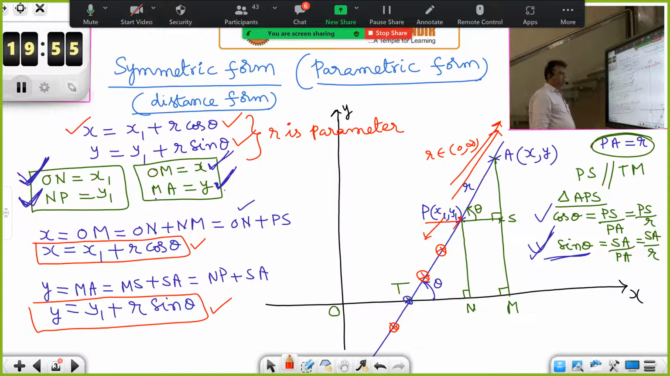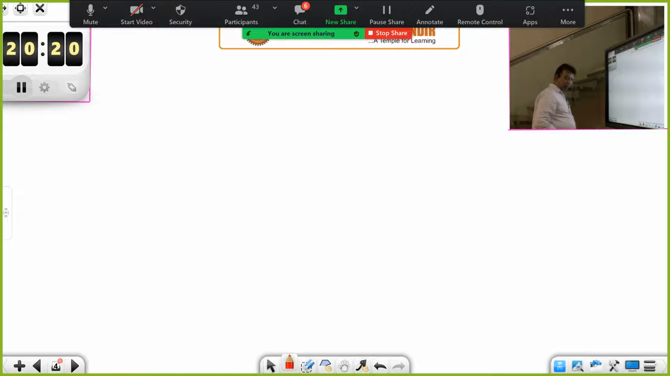Cos theta is also fixed. X and y are the coordinates. Understood? So this is called normal parametric form. R is called parameter. And it is also called a distance form because R is the distance of any point from the fixed point. And why it is called symmetric form, let us see. Let us go forward and see.